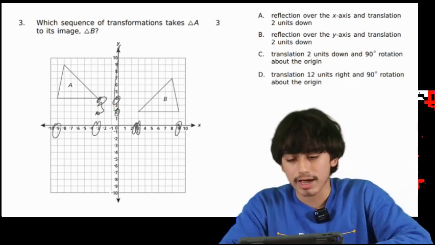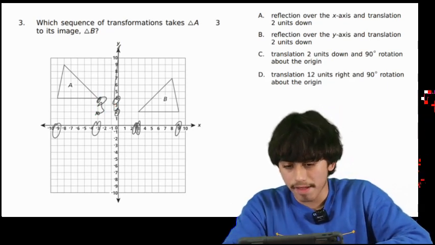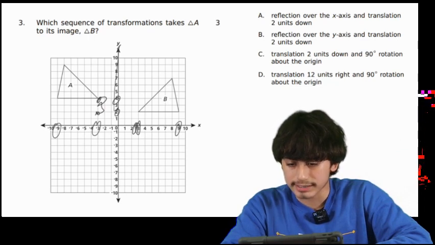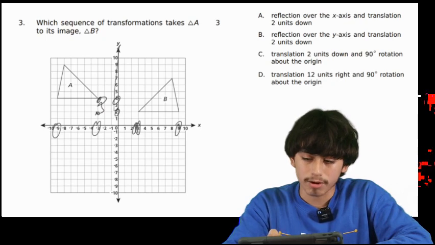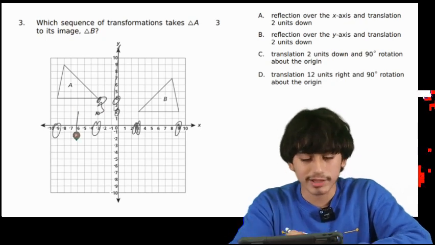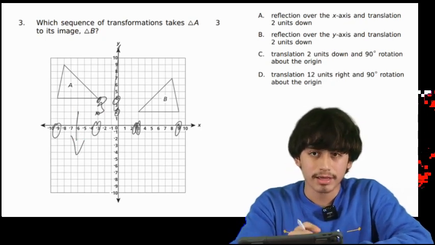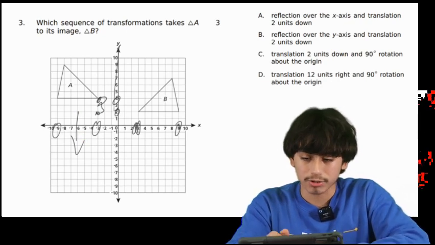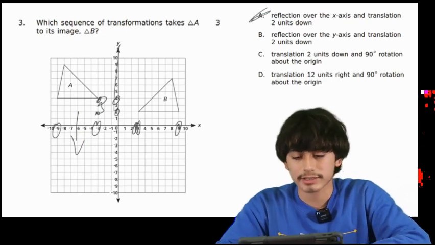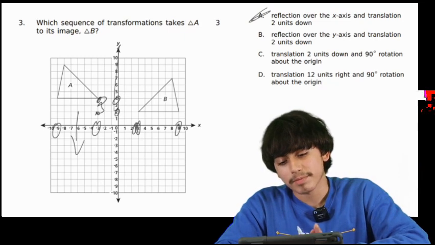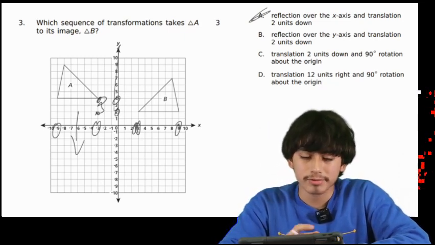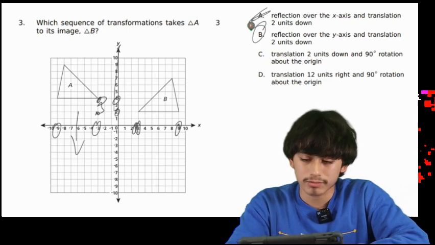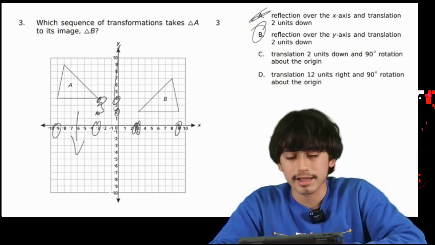If we look at the answers, A is reflection over the x-axis and translation 2 units down. The only problem is that we're not reflecting over the x-axis, because that means we would be reflecting it down. So that's not one of our answers. And if we look at B, reflection over the y-axis and translation 2 units down, which is what I did earlier, that gets me to answer B.